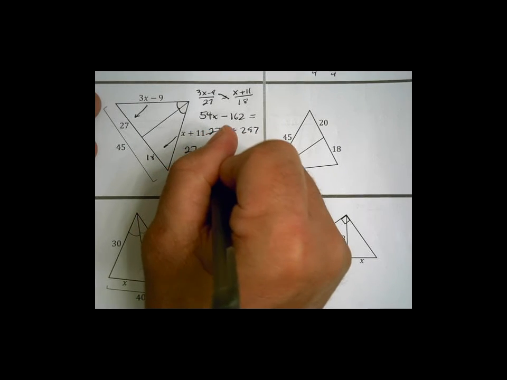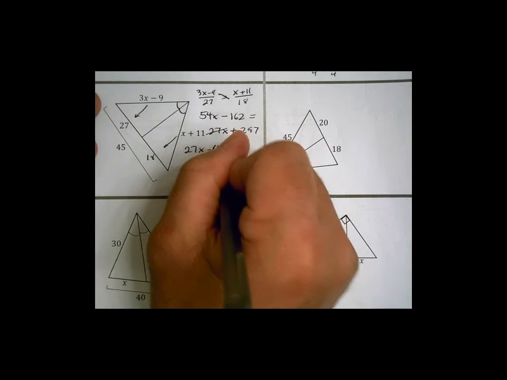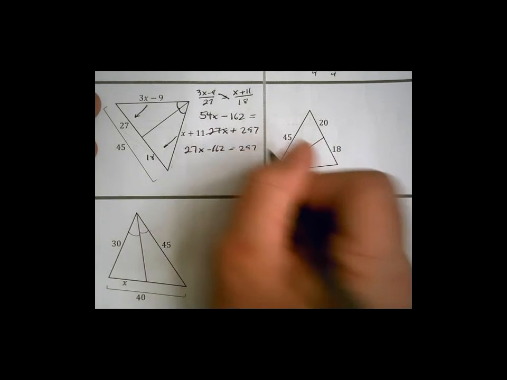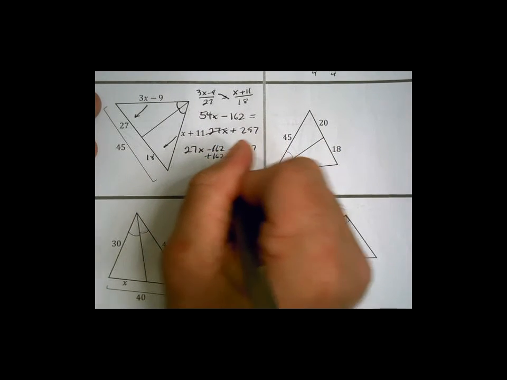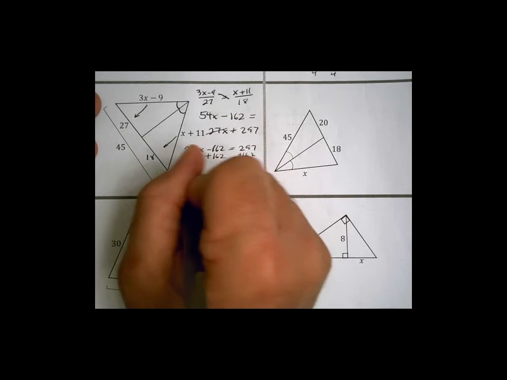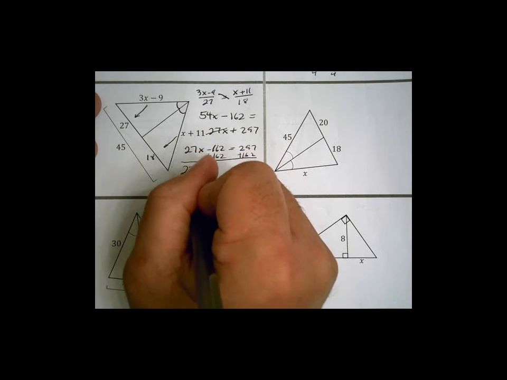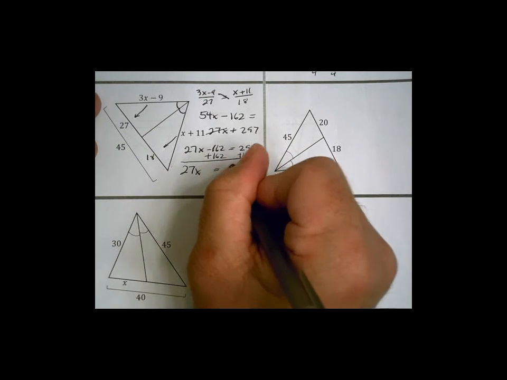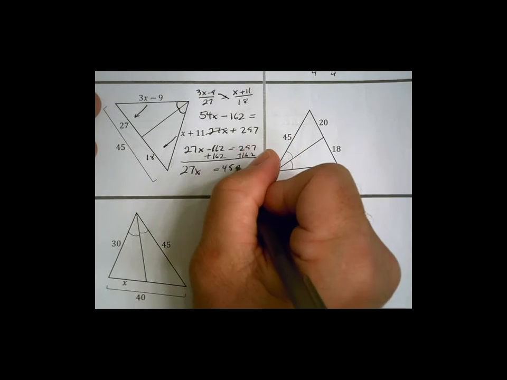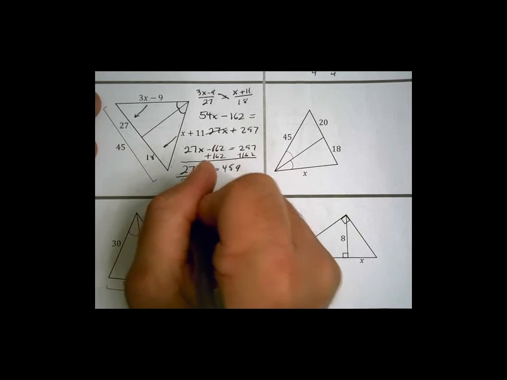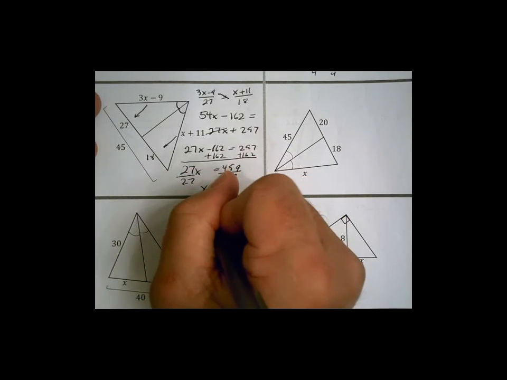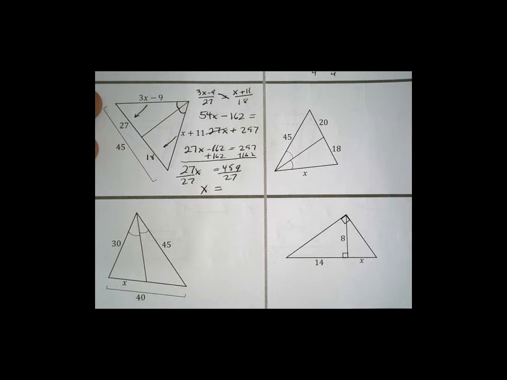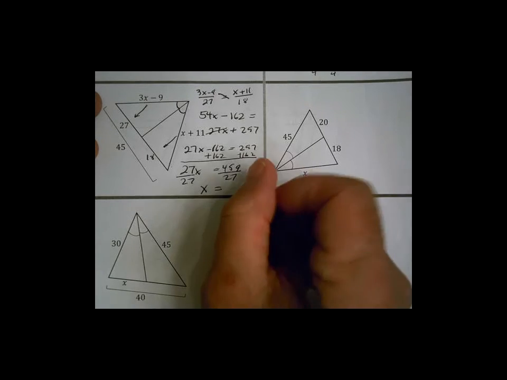27x minus 162 equals 297. I'll add 162 to both sides, and we get 27x equals, what do we get? A 9, a 5, and a 4. So 459, we divide both sides by 27. We get x equals, let's see here, 459 divided by 27 is 17.